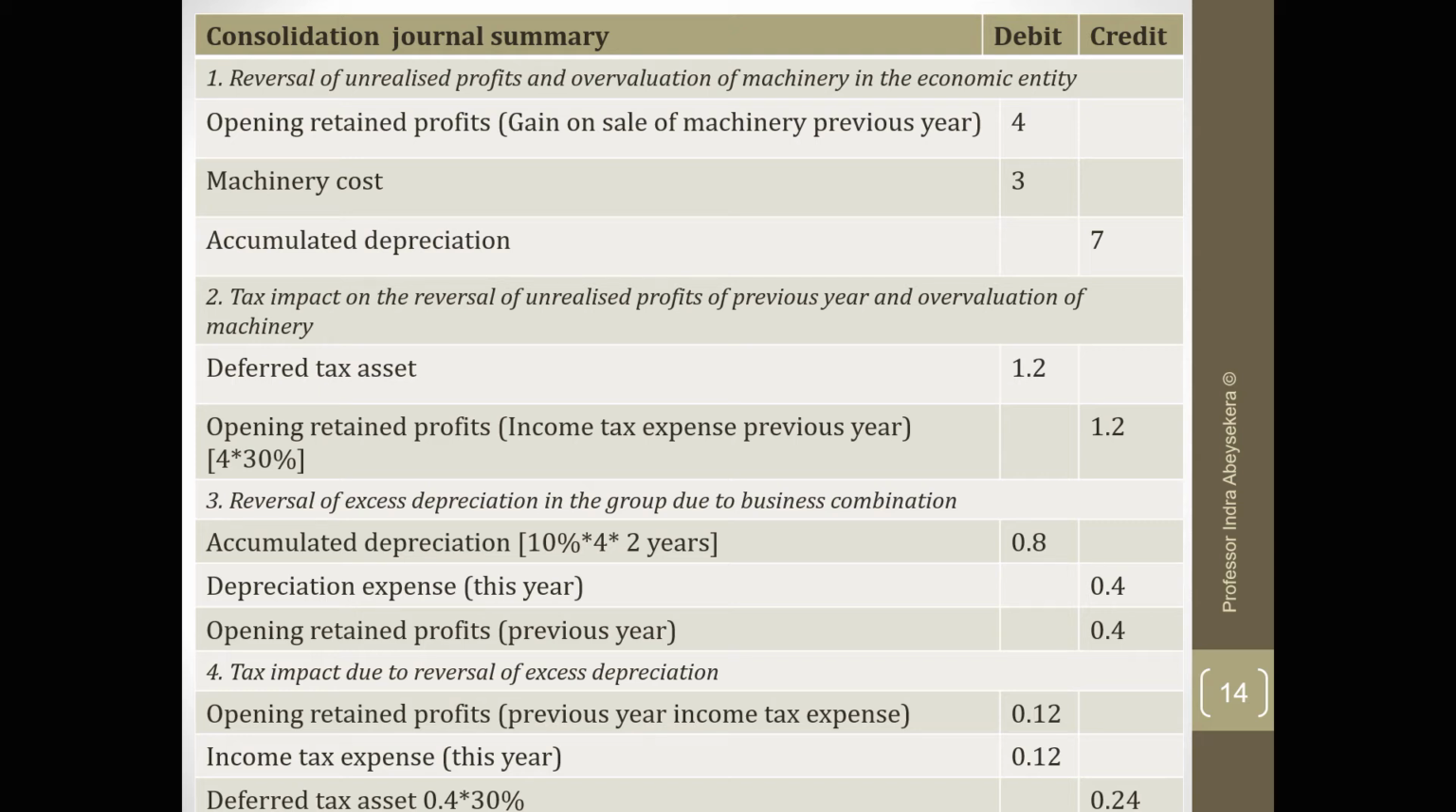And for 2 years of the asset use, the deferred tax asset decreases, and 2 years, 0.4 times 30%, and that's 0.4 of 30%, and it's 2 lots there, because 2 years, and that's 0.2.